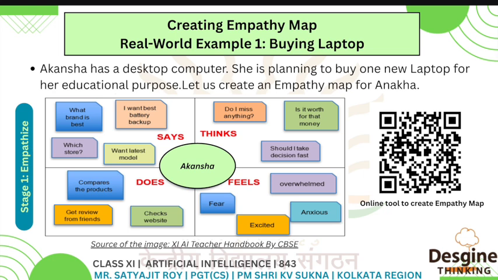And also a lot of information is out there. Her friends are saying something. The website is saying something. So she's kind of feeling overwhelmed. She's not able to make a decision properly, as there is too much information, right? So she wants something very simple, which will make her life easier, right? So this is called empathize.